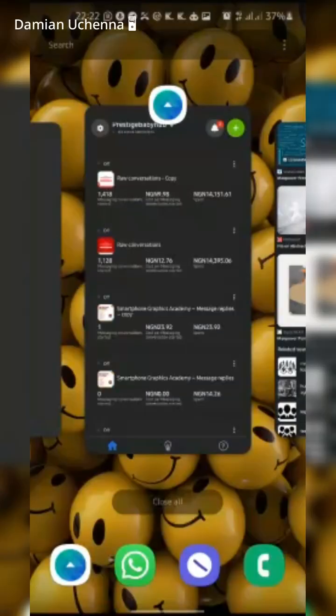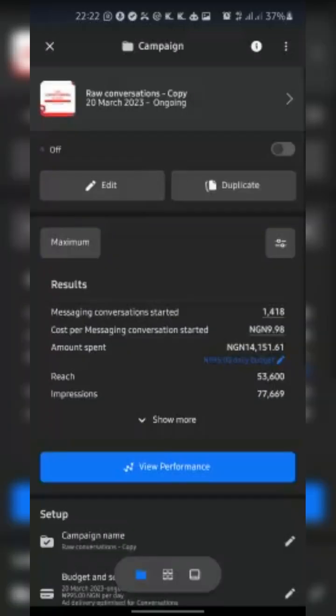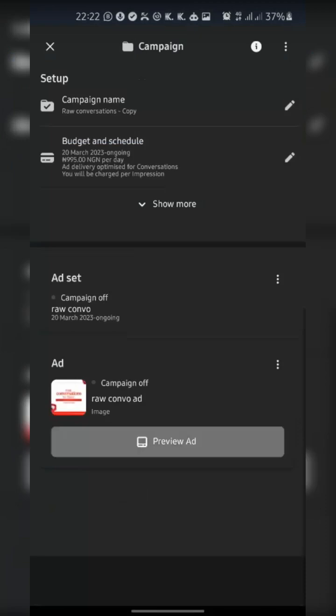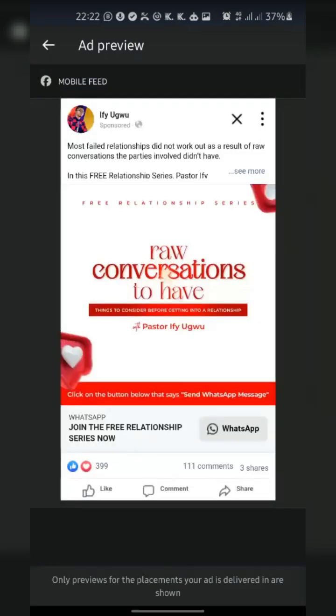So see the ad creative I was showing us now, it was getting us 9 naira per message. 9 naira per message. So let's see. It's just a very simple creative. So the importance of your creative cannot be overemphasized, please. It cannot be overemphasized. It is important that you spend time getting your creatives right.